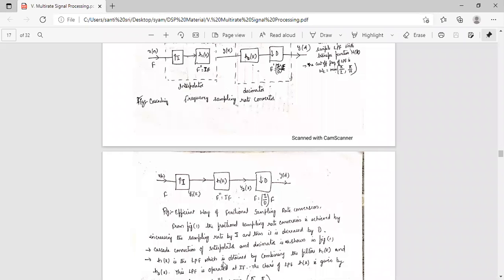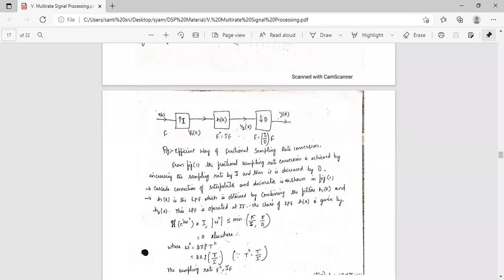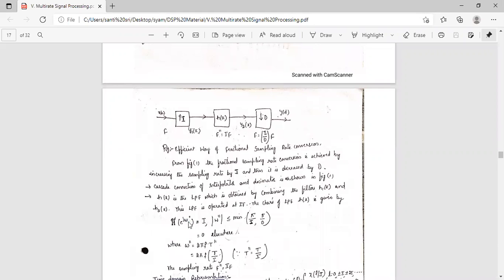The low pass filter is operated at the sampling rate F double dash. The characteristics of the low pass filter H of k are given by H of e power j omega equal to I, where mod omega double dash is less than or equal to the minimum of pi by I and pi by D, and equal to 0 elsewhere, where omega double dash equals 2 pi F into T double dash. Since T double dash is T by I, the sampling rate F double dash is I into F.